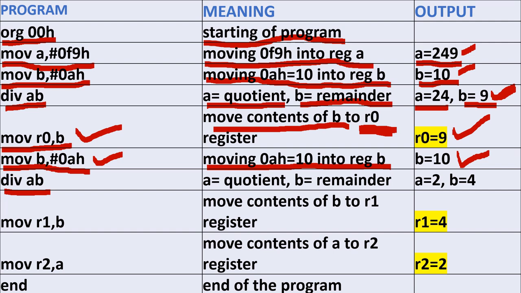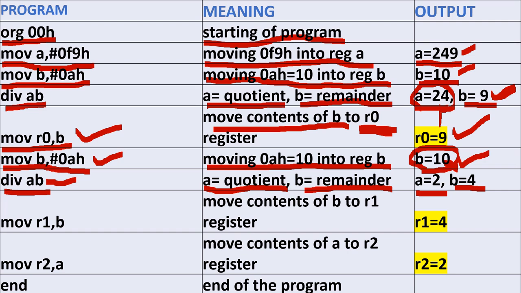I am using the instruction DIV AB. After division, the quotient will go to register A and the remainder will go to register B. Now in my case, I have A as 24 and B is 10. So when I divide A by B, that is, 24 divided by 10, I will get A equal to 2 as the quotient and B equal to 4 as the remainder.